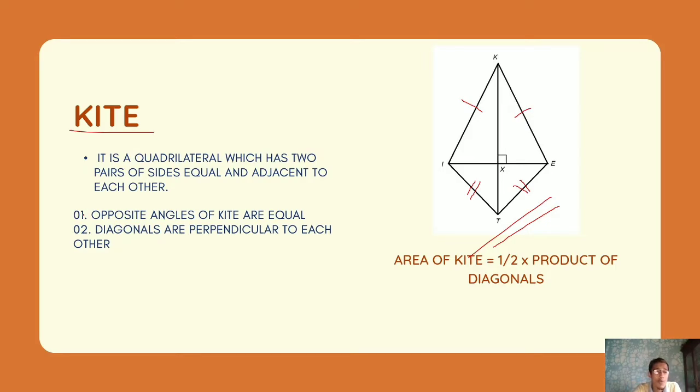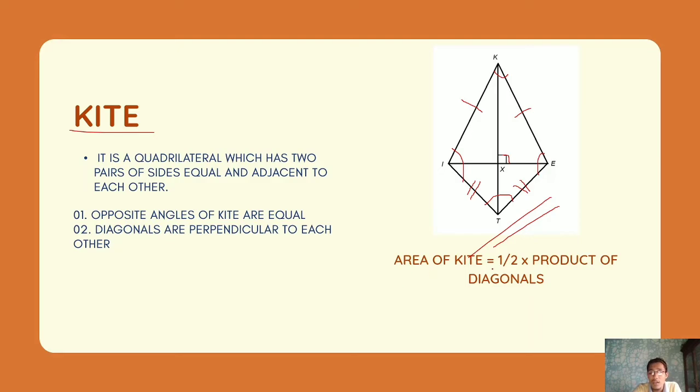Okay, now what are the properties of kite? Opposite angles of kite are equal. So here angle K and angle T are opposite angles. These two angles are equal to each other, and angle I and angle E, these two angles are also equal to each other. Second property, diagonals are perpendicular to each other. So this diagonal KT and diagonal IE, the intersection is creating an angle of 90 degrees. So these two diagonals are perpendicular to each other. Okay, this was the last property of kite.